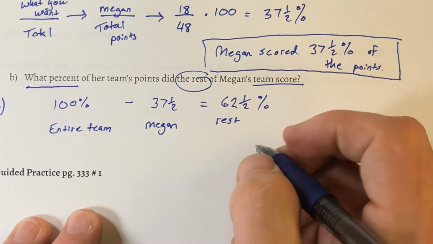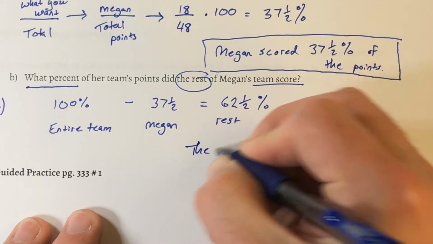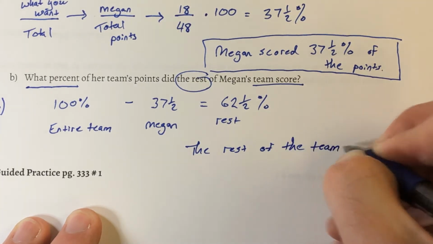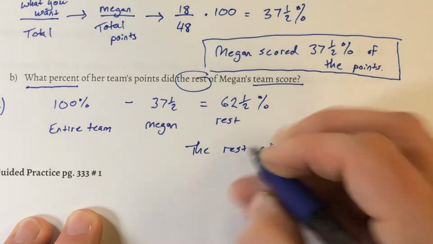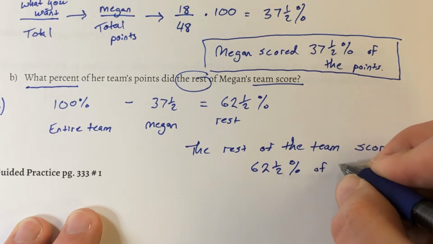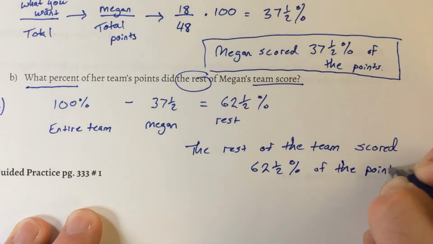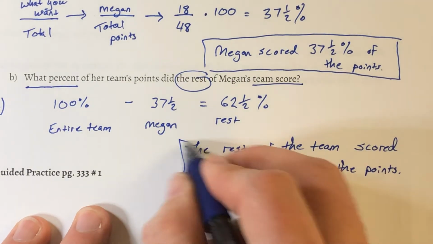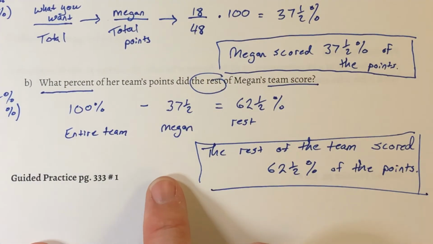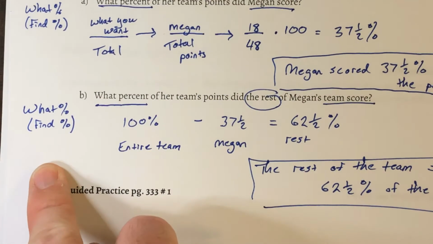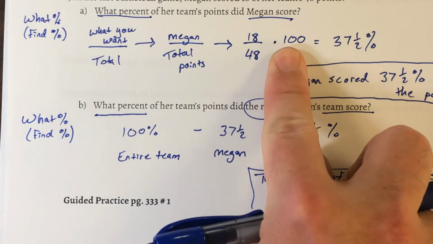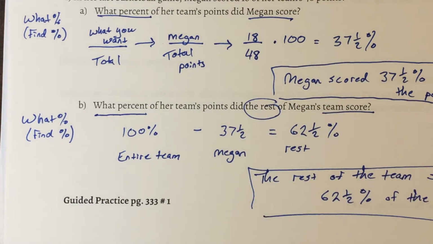So what percent did the rest of the team score? We're going to say the rest of the team scored 62.5% of the points. So it looks like they pull their weight. We should keep them, maybe. So these are two examples of what percent or find percent questions. Because we're given no percentages, we have to make one from thin air. So always start with a fraction, multiply by 100 to convert it to the percent that you want.